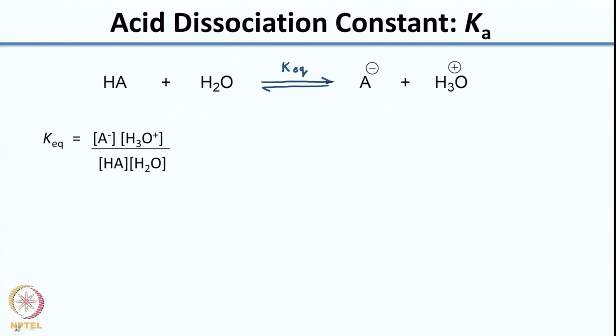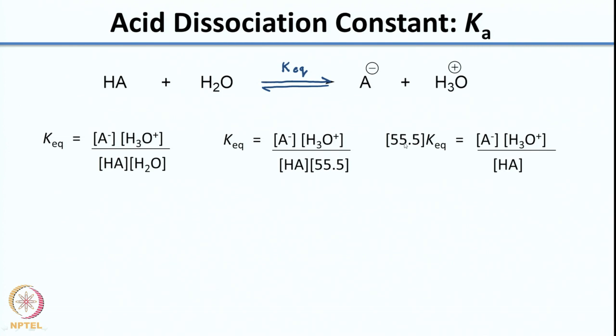So now KEQ would be given by A minus times H3O plus, which is your product, divided by HA times concentration of water. Now water is the solvent, so typically water is in large excess. So a lot of times people do not consider it. Or in other words, if you consider a very dilute solution of the acid, you can consider the concentration of water to be 55.5 molar. So then this equation reduces to the one shown on your screen. And further, if you take the water concentration to the left, this is what the equation becomes.